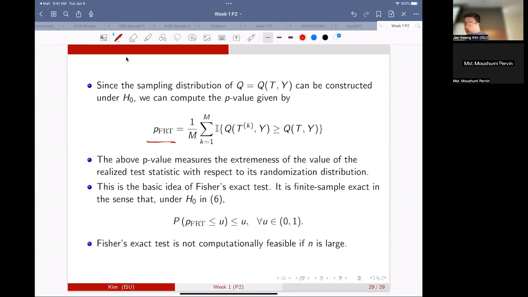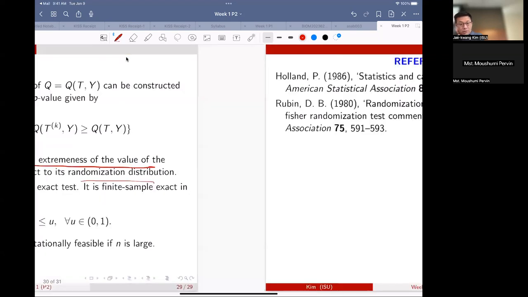And then the p-value measures the extremeness of the value of the realized test statistic with respect to the randomization distribution. But if the sample size is large, then enumerating all possible combinations is not computationally attractive. So then we may have to rely on Monte Carlo methods. But that's all for today.